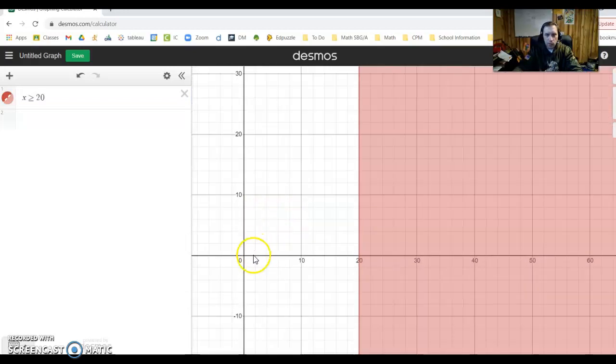Look at this. So X is students, so it shaded everything to the right of 20, which means we could have 20 tickets, 30 tickets, 40 tickets, 50 tickets, all the way up to as many student tickets as we want. That's that bound.